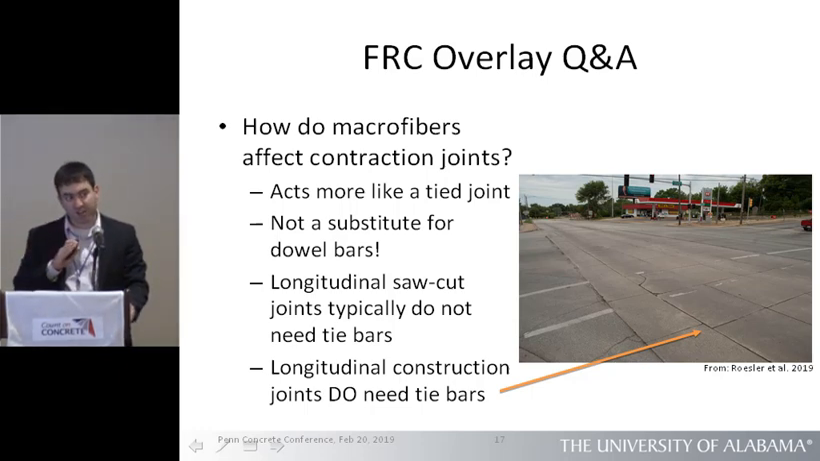But if it's a saw cut joint, the fibers will sufficiently act as a tied joint, but not for construction because there's no fibers crossing that joint. Construction joint, you stop construction, then you recast later. So it can act like a tied joint, but not replace dowel bars. If you have construction, you still need some tie bars.